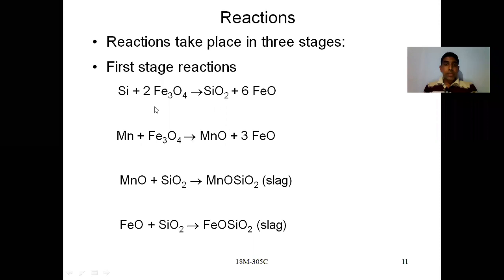See here, silicon and manganese are oxidized, and these later form slag. Okay, so first they are oxidized and they form slag, right? So silicon is oxidized, manganese is oxidized, and they form the slag which can be removed easily.